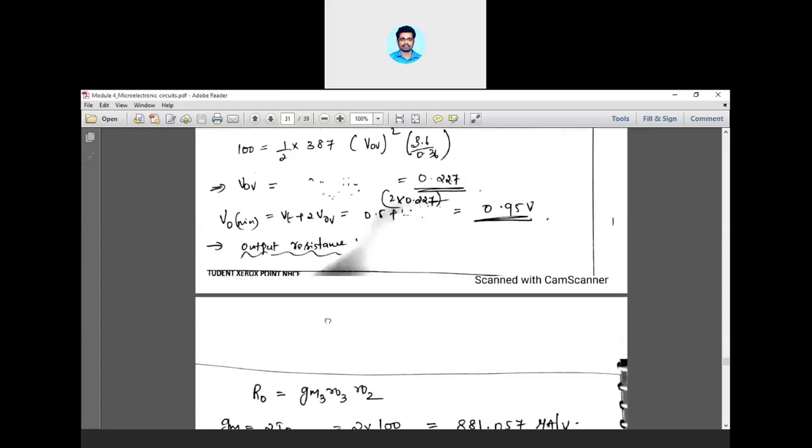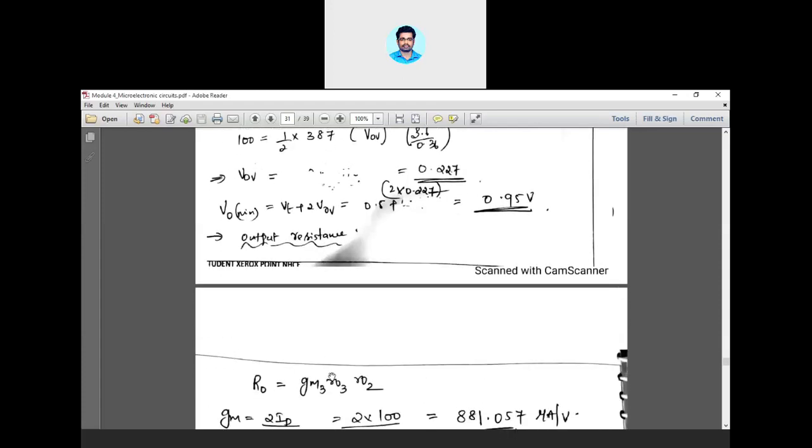Now the equation for output resistance, you know. The output resistance of a cascode mirror is GM3 R03 into R02, which is the same as that of the output of a cascode amplifier. GM3 R03 is the intrinsic gain of the third transistor Q3. R02 is the output resistance of the second transistor. So multiplying the gain and the output resistance, you will get the overall R0.